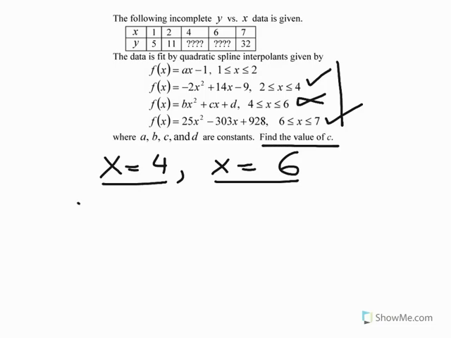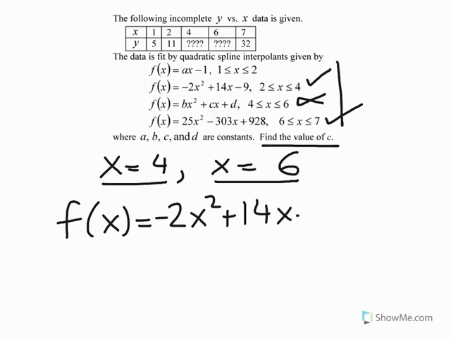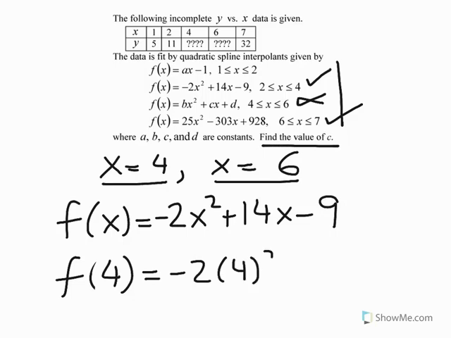So if you look at the second spline, f of x is equal to negative 2x squared plus 14x minus 9. The value of the function at x equal to 4, which is one of the endpoints of the spline, is minus 2 times 4 squared plus 14 times 4 minus 9, and that gives me 15.